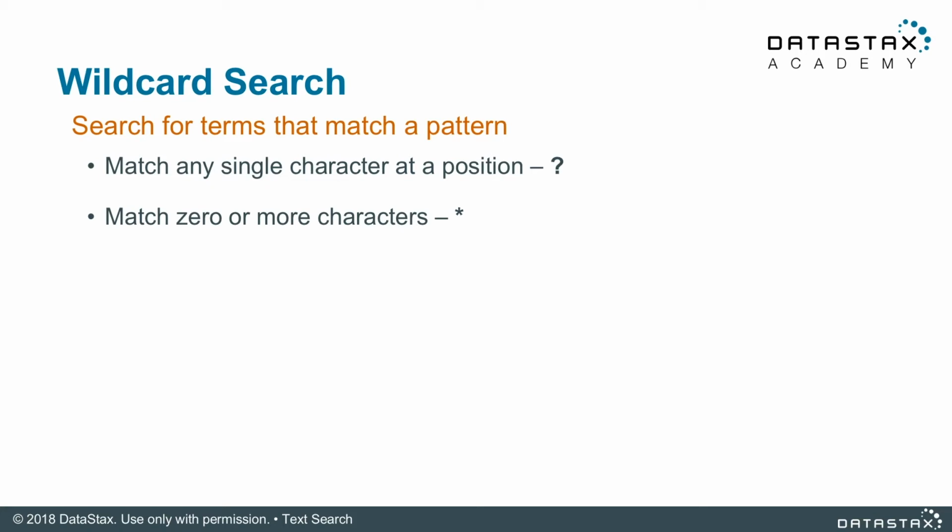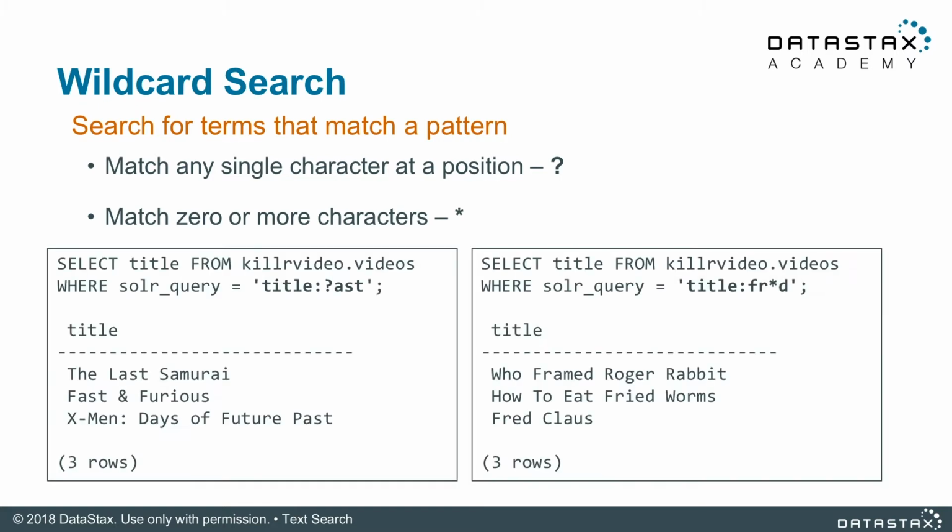There are two types of wildcards: the question mark, which matches a single character, and the asterisk, which matches 0 or more characters. In the examples below, you have one wildcard search that is looking for terms similar to ?AST. This matches terms like last for The Last Samurai, fast for Fast and Furious, and past, such as in X-Men: Days of Future Past. The other example is searching for FR*D, which matches framed, fried, and Fred, as seen in the resulting movie titles.